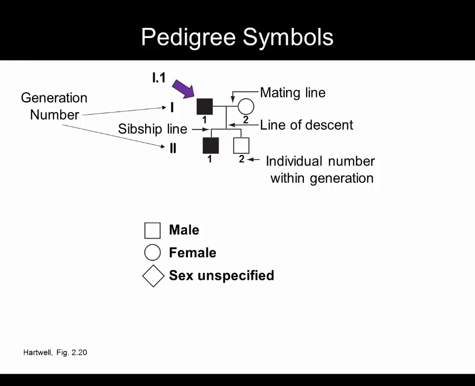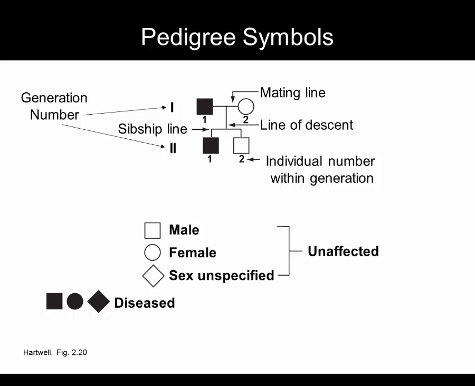So this individual is I.1. She is I.2. The children here are II.1 and II.2. The coloring of the symbol indicates who has the disease. Empty symbols are unaffected individuals, while filled symbols show they have the condition.